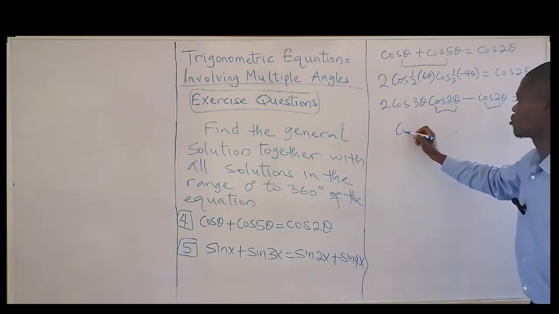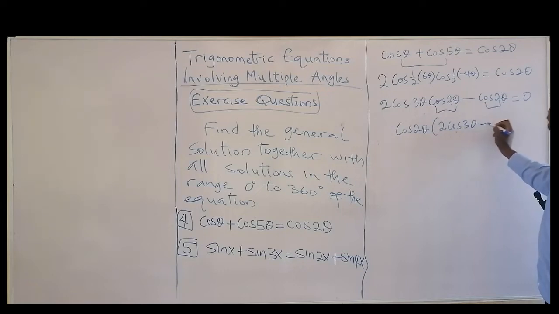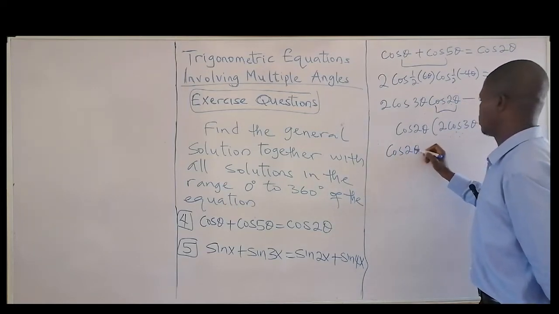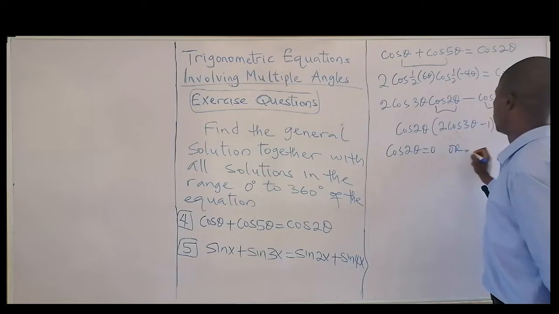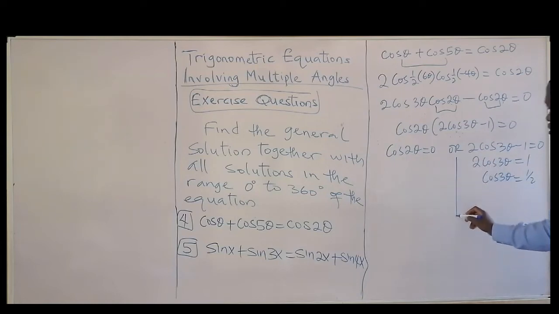So we can factorize this now. Cos 2 theta can be taken outside, and that will be 2 cos 3 theta minus 1 equal to 0. I think that we are done. So we just have cos 2 theta is equal to 0, or 2 cos 3 theta minus 1 is 0. Then 2 cos 3 theta equals 1, so cos 3 theta will be equal to half.